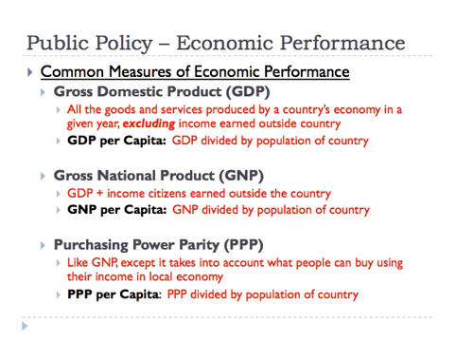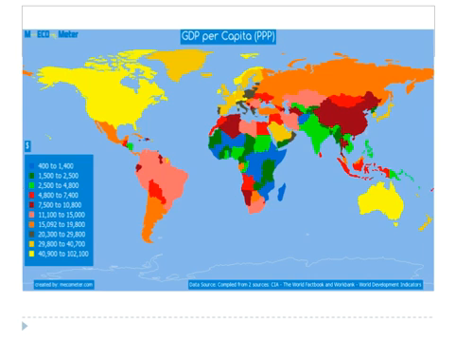Then your purchasing power parity, PPP, which we'll talk about, is like the gross national product, except it takes into account what people can buy using their income in their local economies. So your purchasing power parity per capita is your PPP divided by the population of the country. There's a quick map looking at the GDP per capita throughout the world.